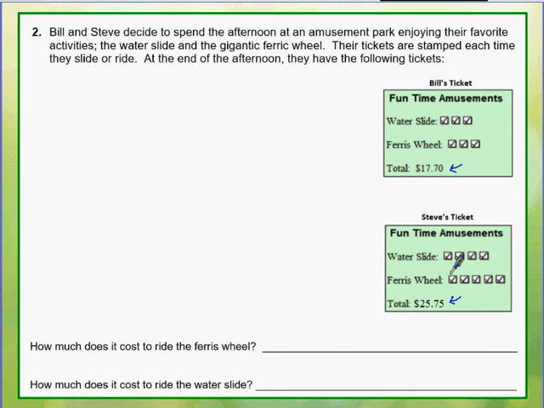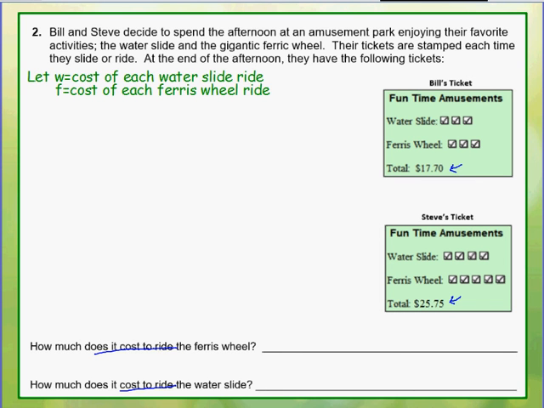So if we want to figure out how much does it cost to ride the Ferris wheel and how much does it cost to ride the water slide 1 time, we need to set up our variables. So let's let W equal the cost of each water slide ride and F equal the cost of each Ferris wheel ride. Now that we've established our variables, we want to create a system. So for our system, Bill's ticket shows that 3 water slide rides plus 3 Ferris wheel rides total to $17.70.